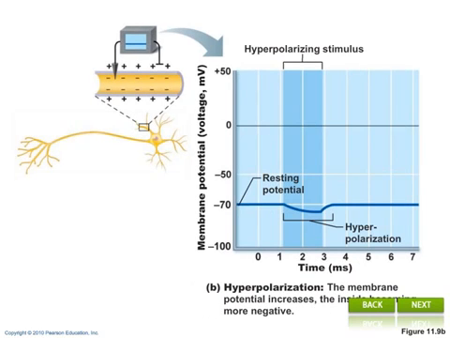We can also make the inside of the membrane even more negative, and that's called a hyperpolarization. So here again you see the resting membrane potential around negative 70. If you hyperpolarize the membrane, you make it even more negative, showing us the downward trace here in this graph. That is called hyperpolarization.